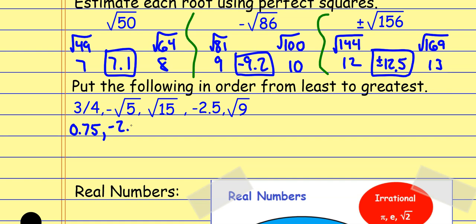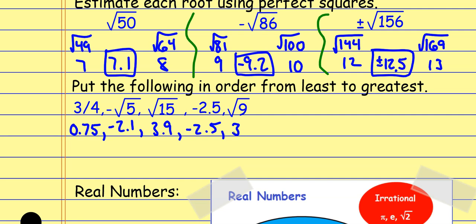It's the negative version. 15 is close to the square root of 16. So instead of being something like the square root of 16, which is 4, it's going to be a little less than that. So maybe we'll say like a 3.9. Then here that's a negative 2.5. Here the square root of 9 is a 3. Now that they're all in the same format, they're easy to compare.